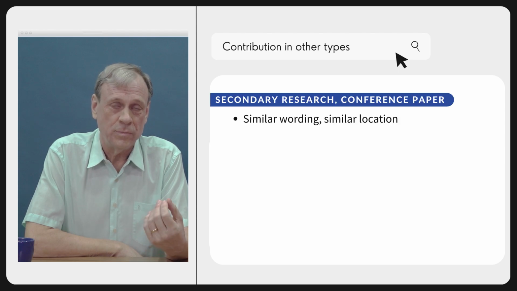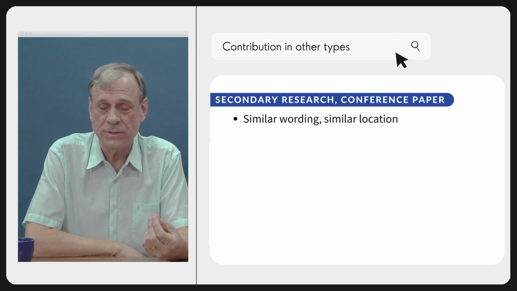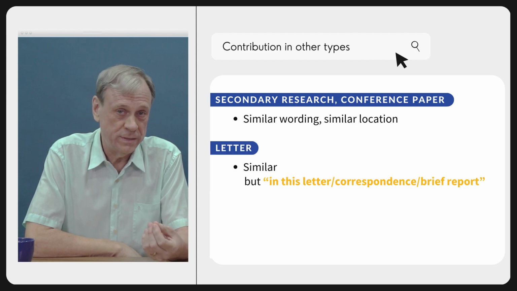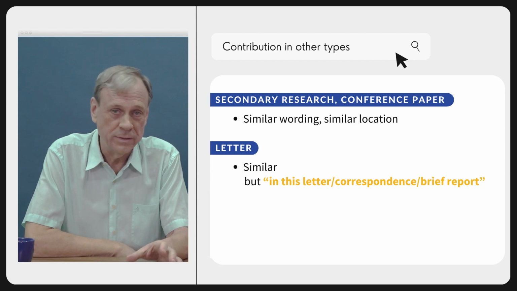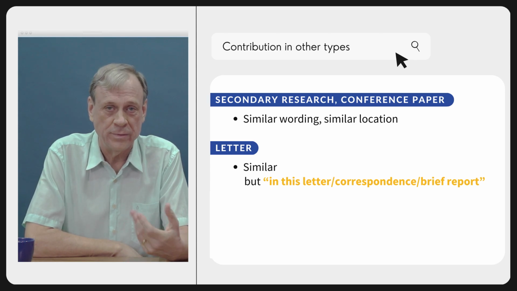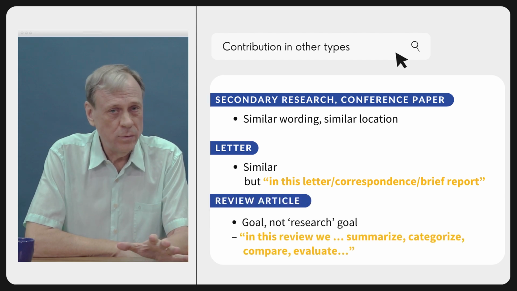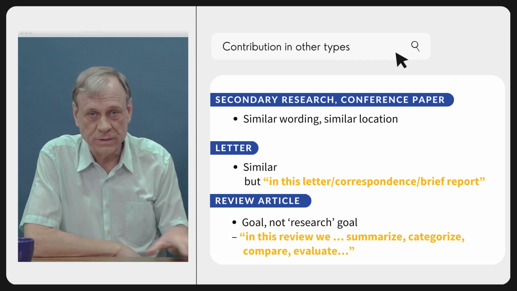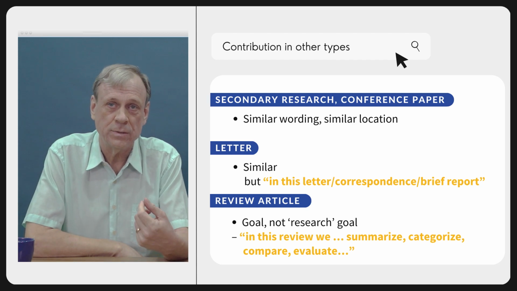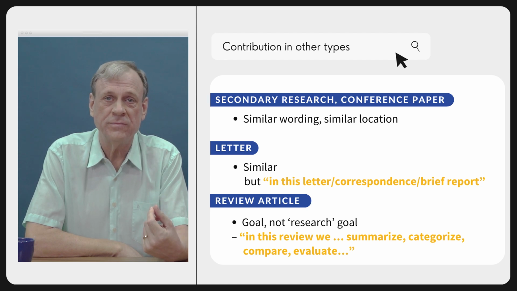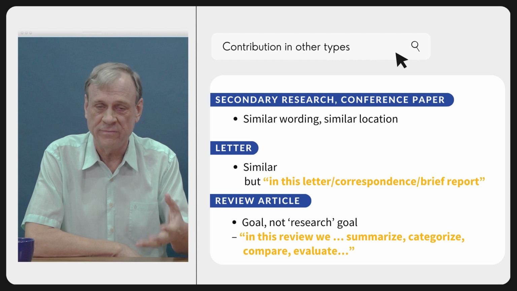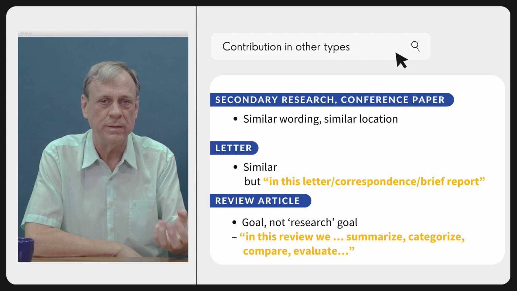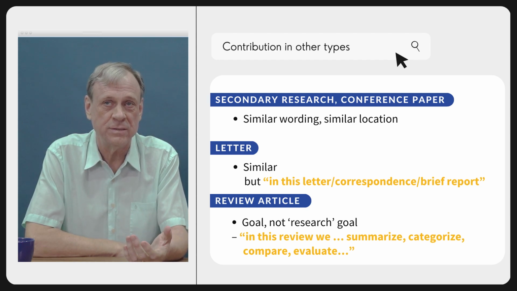Now again, there are other types of articles, and the contributions may or may not be in the same place. With secondary research and conference papers, often it's pretty much the same structure. With letters, it will be similar, but it may say in this letter, or in this correspondence, in this report, rather than in this paper. Review articles don't really have a research goal. Again, they have a goal, but the goal is to review the present literature. So it will often say, in this review, we summarize, we compare, we evaluate, we categorize, we do something with this current body of existing research.